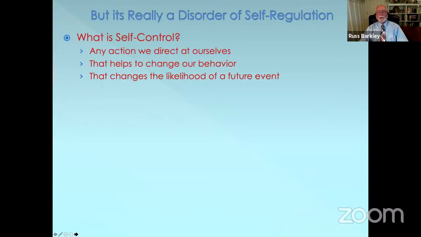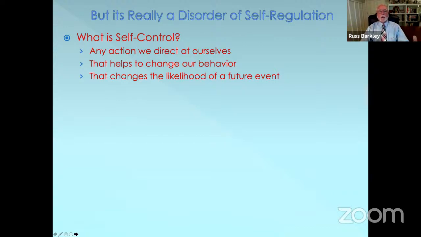We do that through self-regulation and through the 7 executive functions in the brain that allow us to regulate our own behavior. So very quickly, what is self-regulation? It's any action we direct back at ourselves. What are we trying to do? Change our behavior from what it might have been. Why do we want to do that? To change a future consequence, to make an event more or less likely to occur.